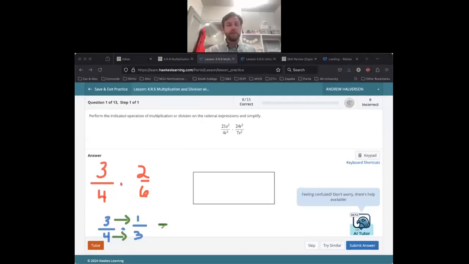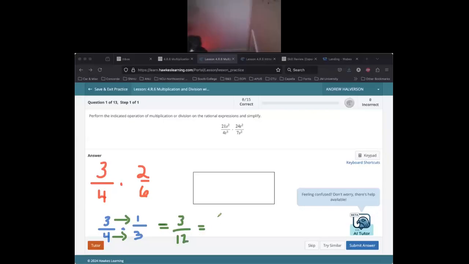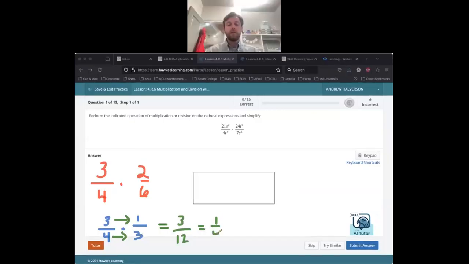So that gives us 3 times 1 on the top is 3. 4 times 3 on the bottom is 12. And then what? 1/4. Simplify if you can. Exactly. So we're going to cancel the 3 from top and bottom. So that's exactly right. So guess what? Exact same process. That's all we're doing here. We're taking your old rules of fractions.